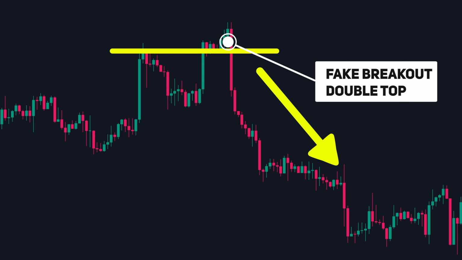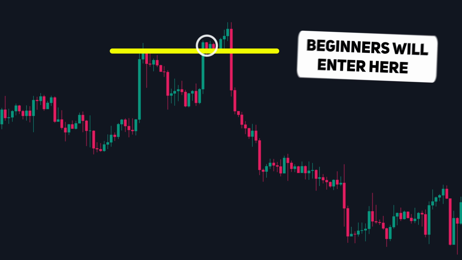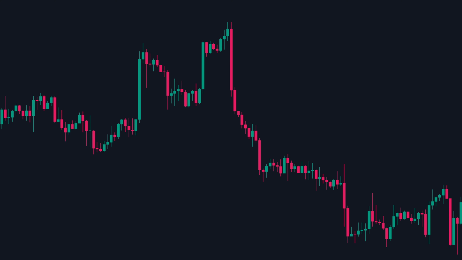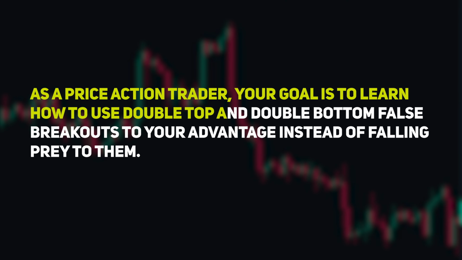Think of a false breakout as a market trick. It appears as if the price is about to make a significant move in one direction, but then it quickly reverses, deceiving those who thought the breakout was real. Often, beginners enter what seems to be an obvious breakout, only to be pushed back the other way by professionals. As a price action trader, your goal is to learn how to use double top and double bottom false breakouts to your advantage instead of falling prey to them.